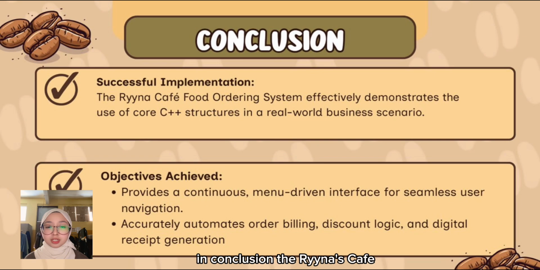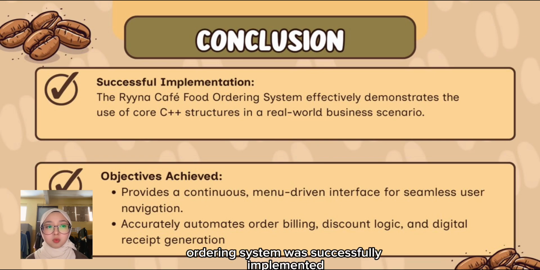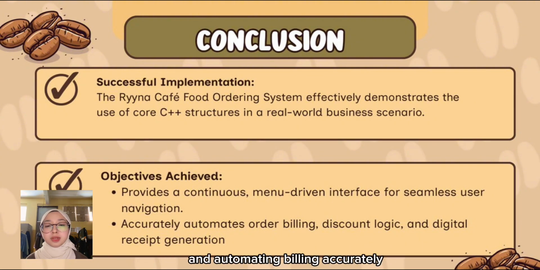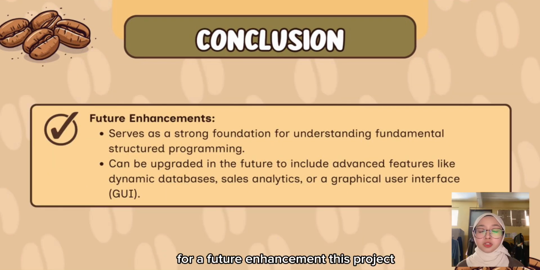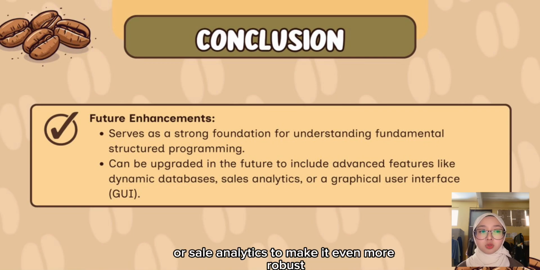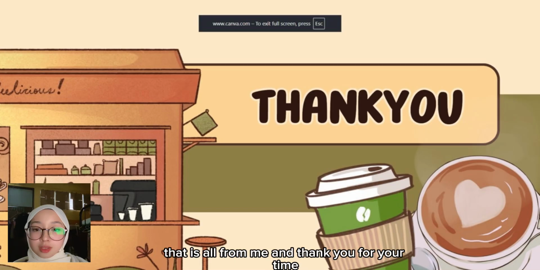In conclusion, the Rina's Cafe ordering system was successfully implemented. It achieved all its objectives by providing a continuous, menu-driven interface and automating billing accurately. For future enhancement, this project serves as a strong foundation. It can be upgraded later to include a graphical user interface, GUI, a dynamic database, or sales analytics to make it even more robust. That is all from me and thank you for your time.